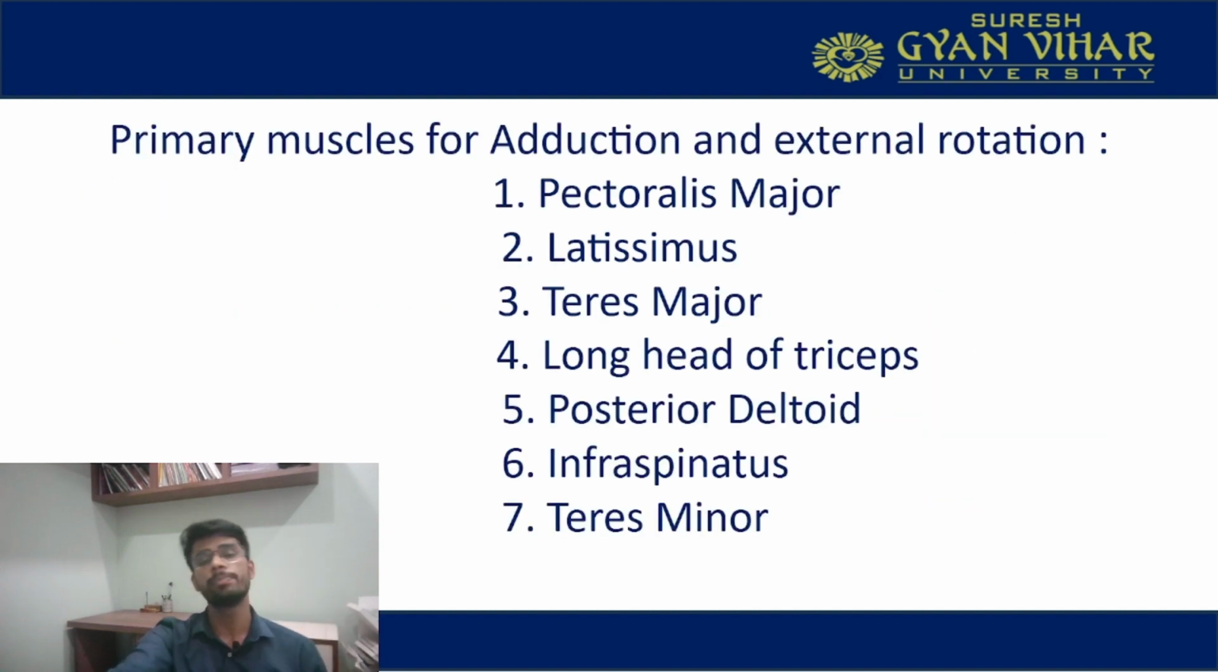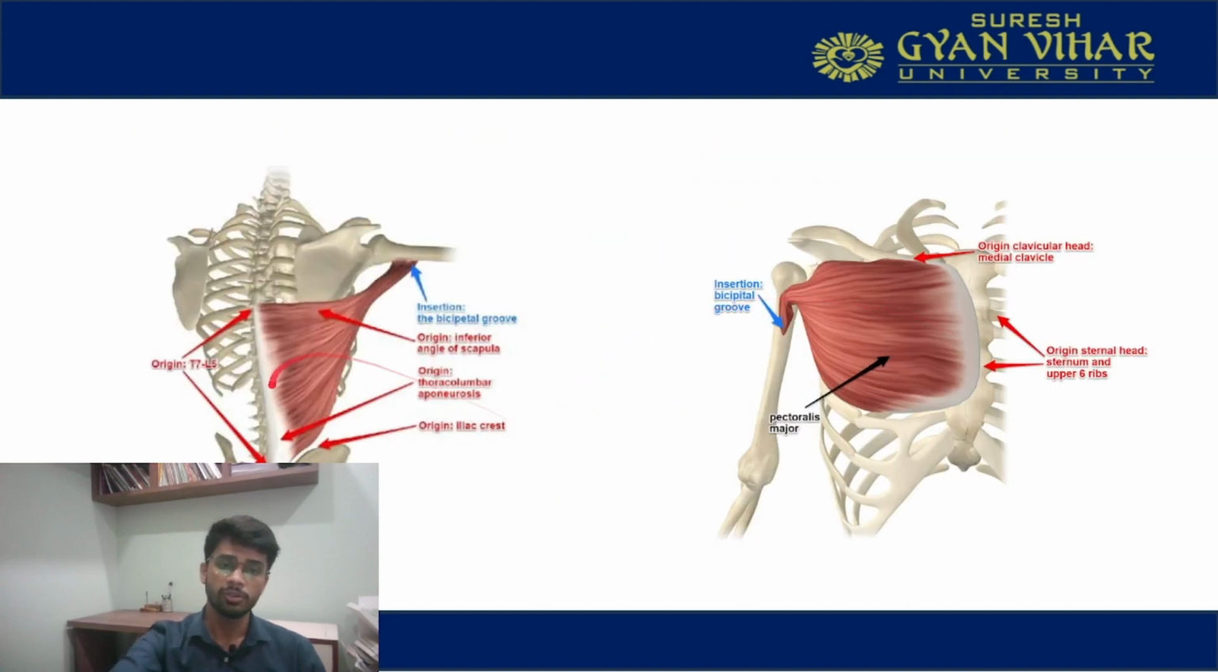These 7 are the primary muscles which cause adduction and extension. Let's see them one by one. So this is the muscle which is your latissimus dorsi. This is originating from the iliac crest. This is a powerful extensor muscle and adductor also. From T7 to L5 it is coming, and the inferior angle of the scapula. It is originating from the thoracolumbar fascia or aponeurosis, and getting inserted at the floor of the bicipital groove. This is your pectoralis major muscle.